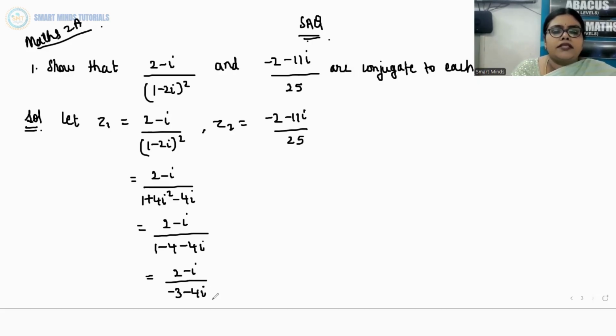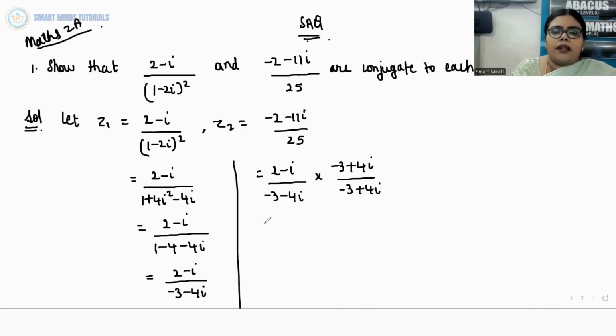Now the denominator is in the form a plus ib, so we have to rationalize it. We are rationalizing the denominator. In the denominator you have minus 4i, so we multiply and divide with (−3 + 4i). Now multiply the two brackets, this into this, this into this. So 2 into minus 3 is minus 6, plus 8i, plus 3i, minus 4i square.